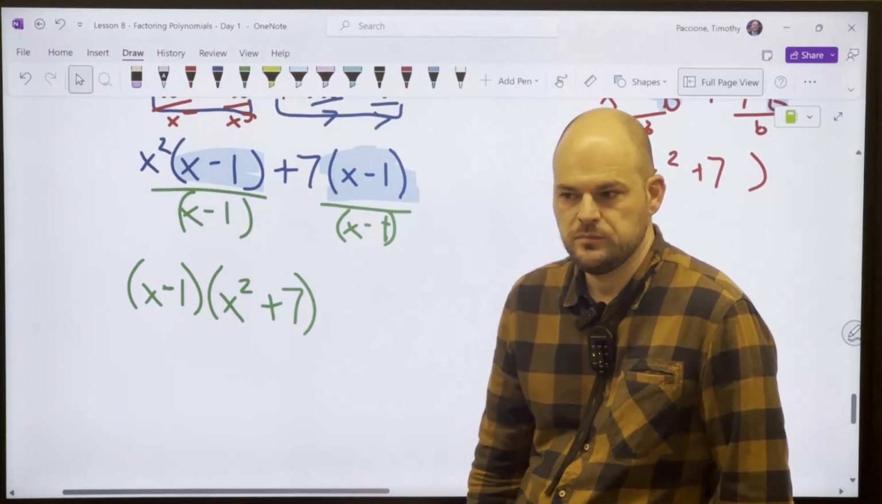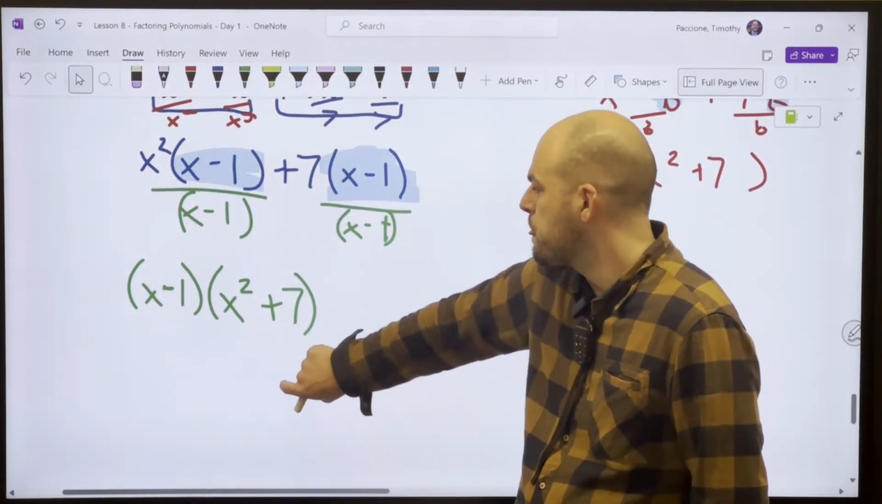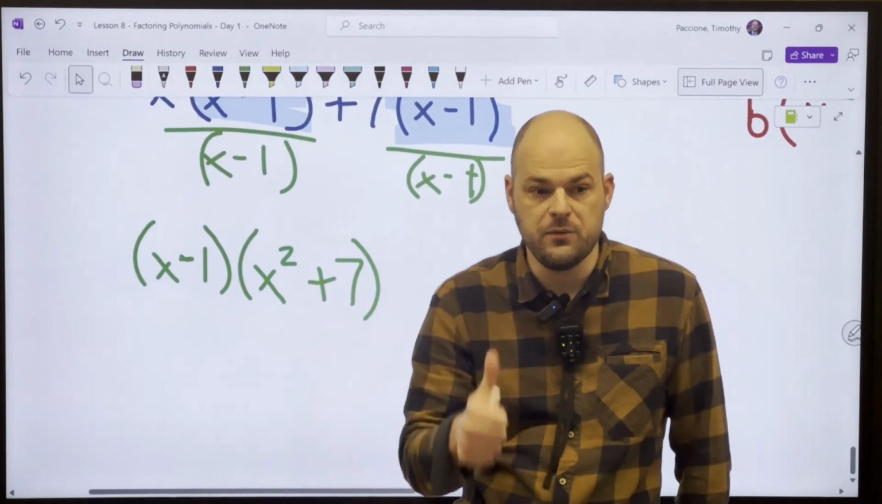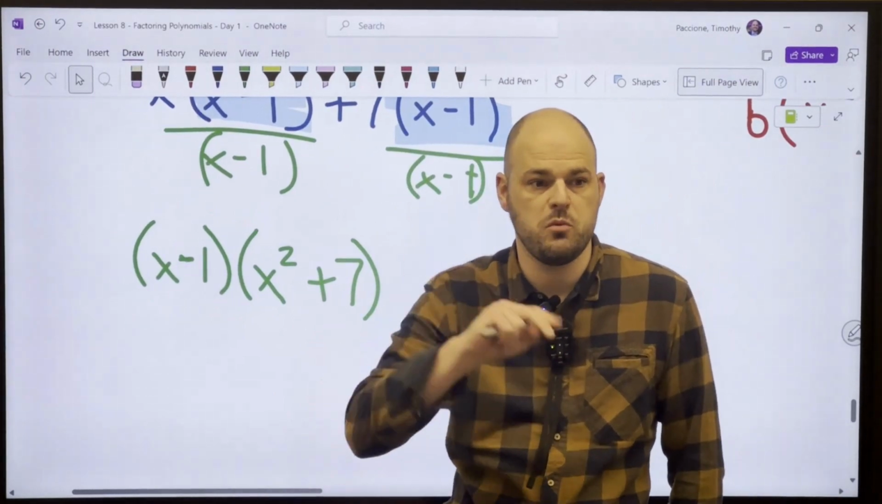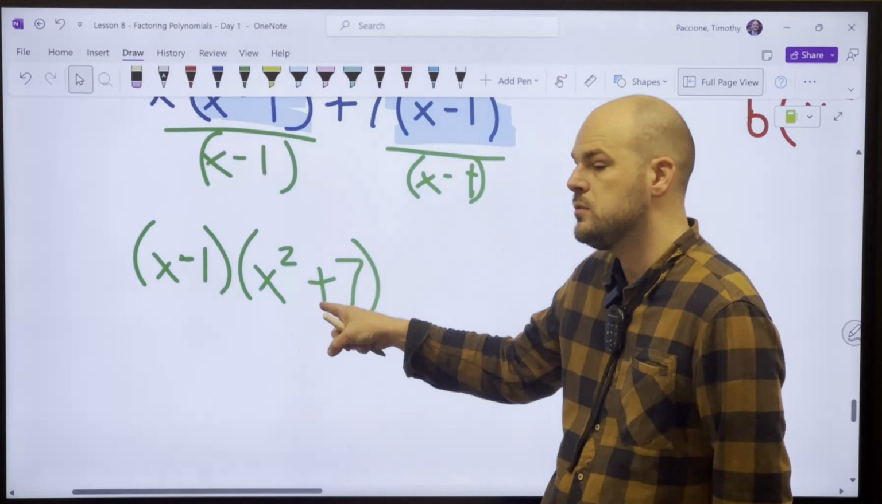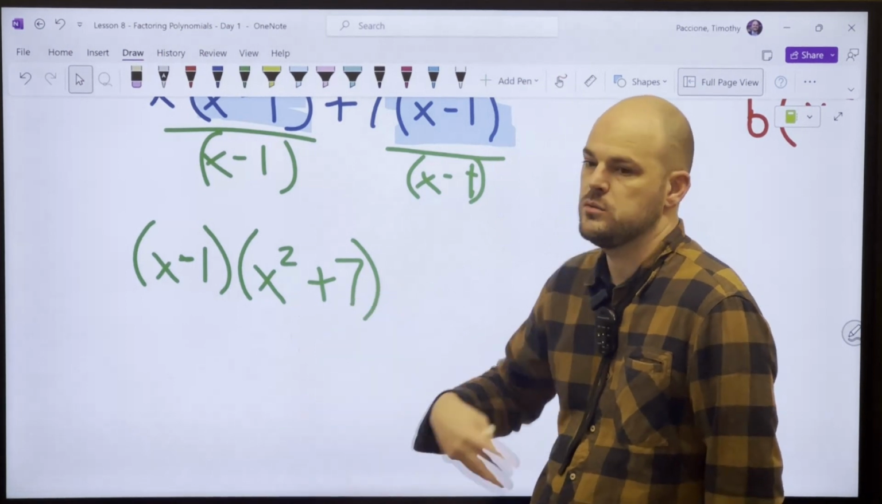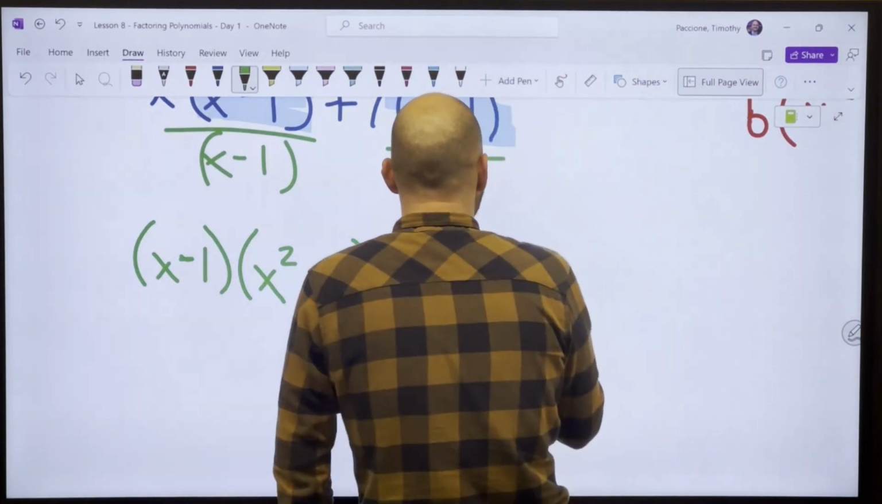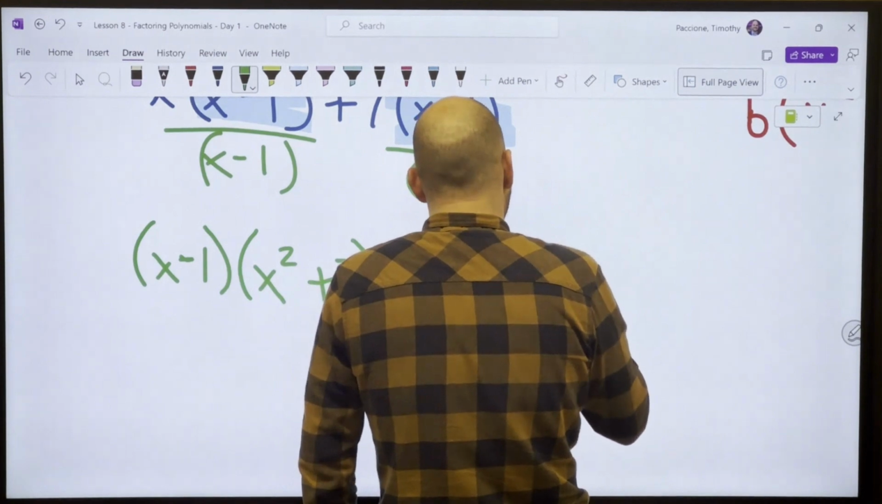Yes. No. Remember the name. Difference of perfect squares. We got two problems. Is that a difference? No. Is that a perfect square? No. So I'm done. Okay? All right. And you're done.